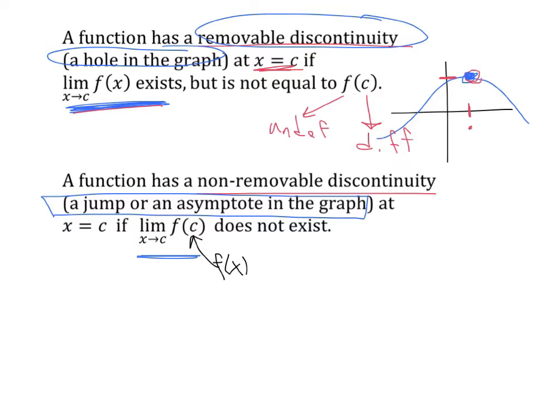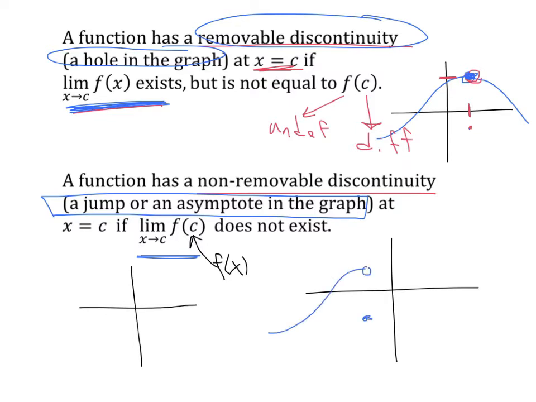And this makes sense too. If you think about a graph for which the limit doesn't exist, there are two possibilities. Either you've got something like this, which I would call a jump, or you've got something like this. In both of those cases, the limit doesn't exist.